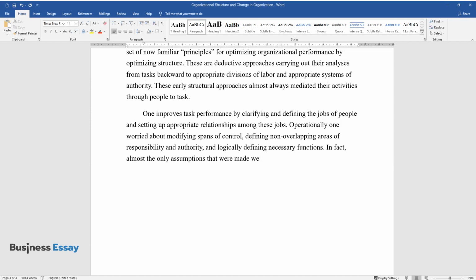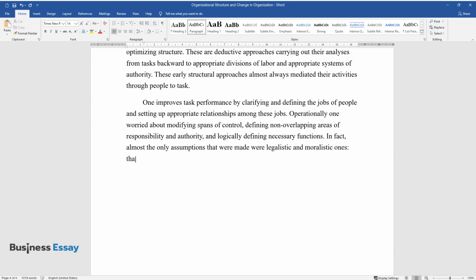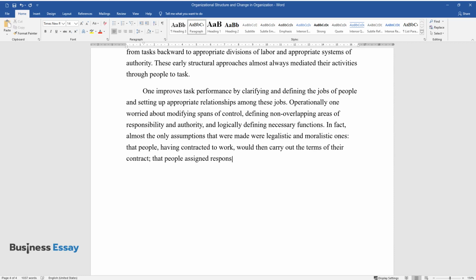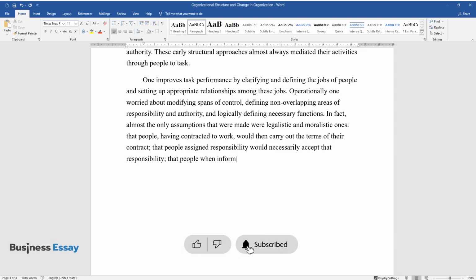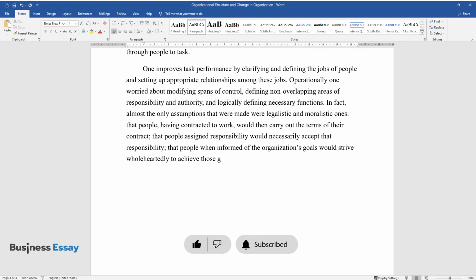In fact, almost the only assumptions that were made were legalistic and moralistic ones: that people, having contracted to work, would then carry out the terms of their contract, that people assigned responsibility would necessarily accept that responsibility, that people, when informed of the organization's goals, would strive wholeheartedly to achieve those goals.